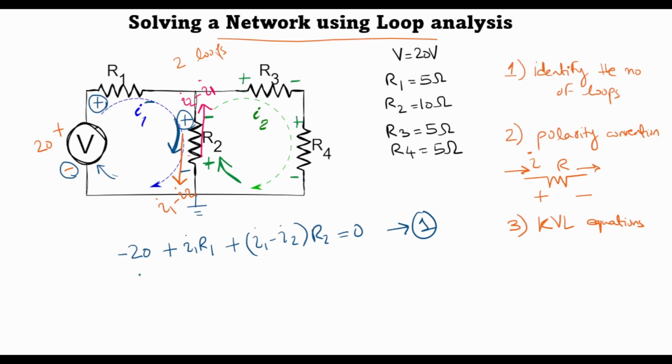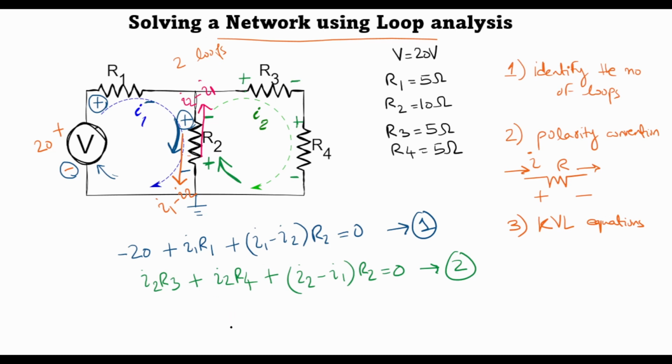Similarly, I can write a second KVL equation. The drop across R3 would be I2 times R3 plus I2 times R4 plus the current flowing in the upward direction is I2 minus I1 times R2 equals 0, and this is my equation 2. So now we have two equations and two unknowns, I1 and I2. So we can solve this by elimination.